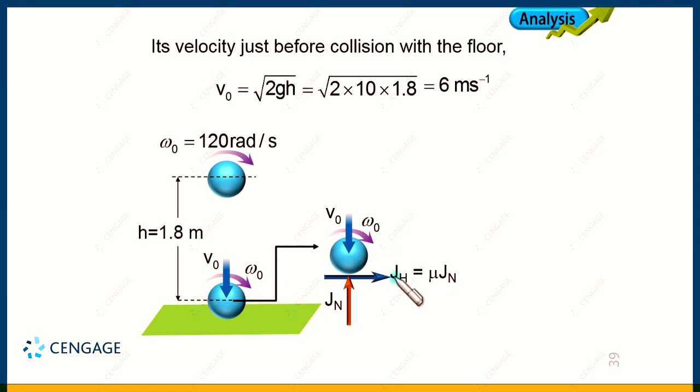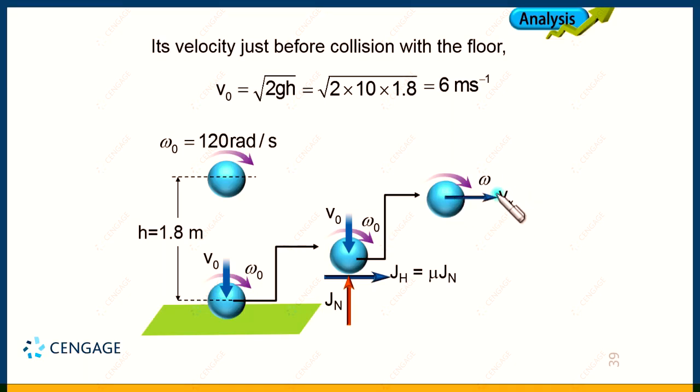This impulse will be responsible for providing the ball velocity in the horizontal direction, and this impulse will provide the ball motion in the upward direction. Okay, so let us make the velocity components of the ball in the horizontal and vertical direction. This is the ball, right? And one more thing, because of this frictional impulse acting on the ball, the angular velocity of the ball will change. Let this changed angular velocity be omega, right? So the horizontal component of the velocity just after collision will be Vx, and the vertical component is Vy.